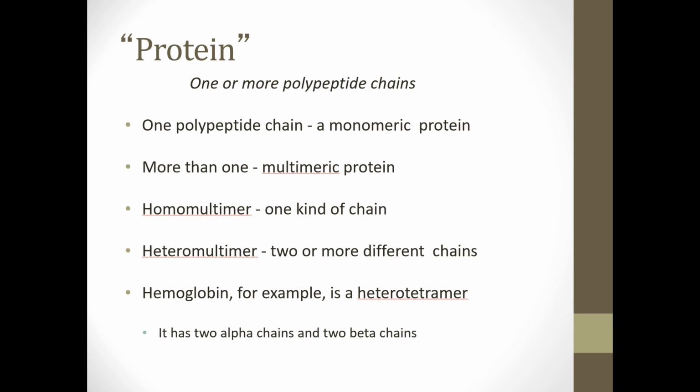If you have more than one peptide, you refer to that protein as a multimeric protein. If it's multiple chains of the same kind of chain, it's a homomultimer. If it contains two or more different chains, it's a heteromultimer. And sometimes you can get specifics. For instance, hemoglobin is a heterotetramer, meaning that it has different chains and that it has 4 subunits, with 2 of them being identical and 2 of them being different types, alpha and beta.